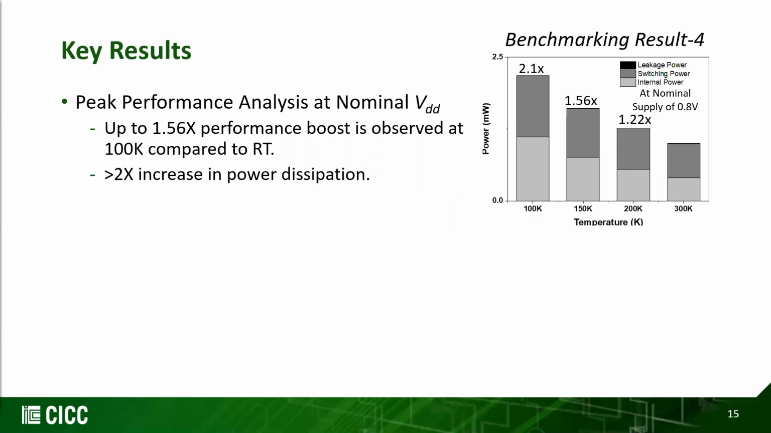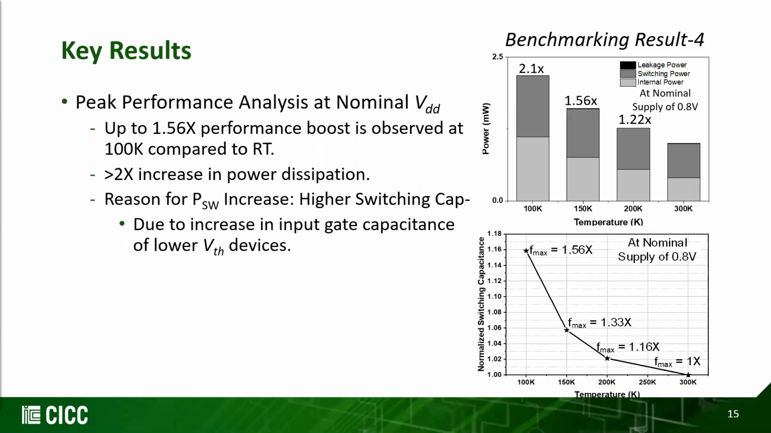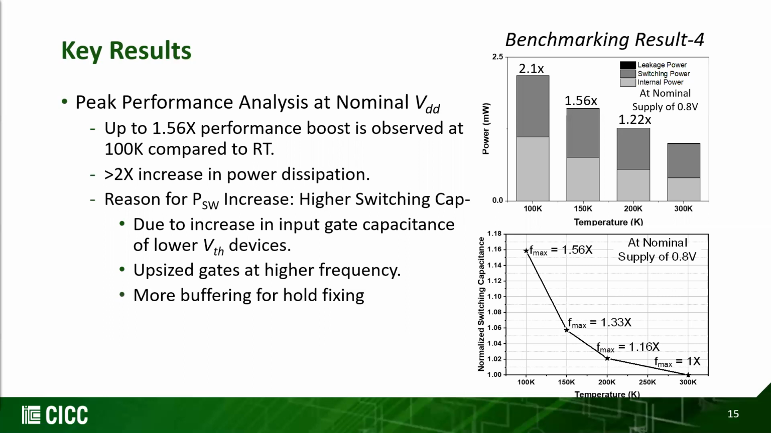Analysis showed that the dynamic power increase was due to higher operating frequency and higher switching capacitance. The higher switching capacitance is due to the increase in the input gate capacitance of lower VT devices, upsizing of the gates at higher frequency, and more buffering to address the hold violations. The increase in the switching capacitance of the design across temperature, along with a normalized increase in the operating frequency, is shown in the graph here.